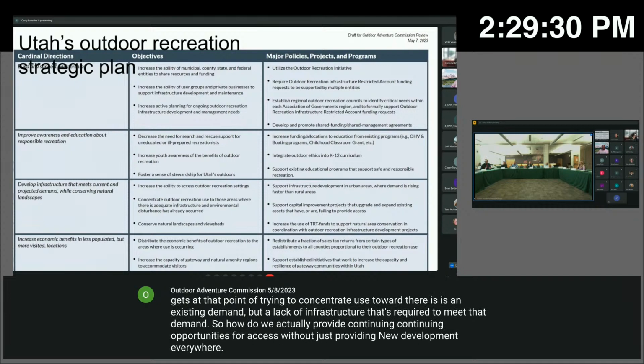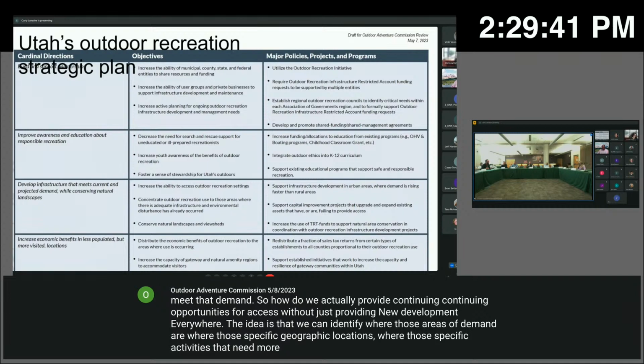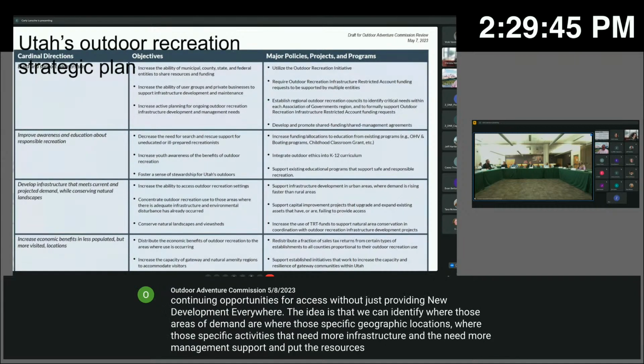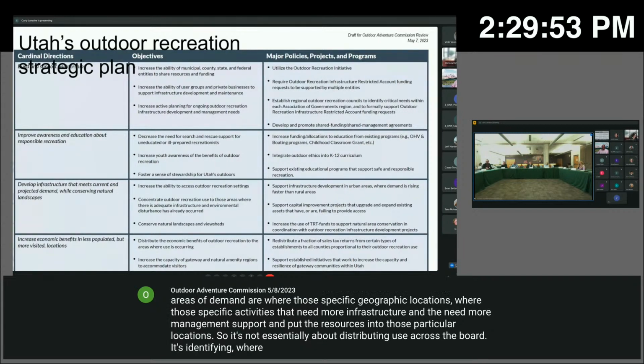The idea is that we can identify where those areas of demand are, where are those specific geographic locations, where those specific activities that need more infrastructure and that need more management support, and put the resources into those particular locations. So it's not essentially about distributing use across the board. It's identifying where are those gaps in infrastructure that limit access to outdoor recreation across the state.